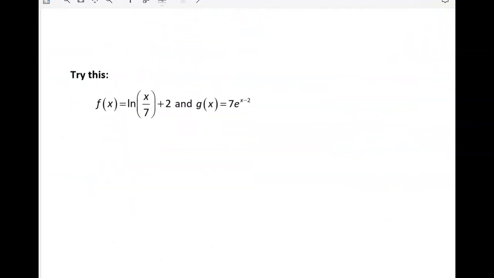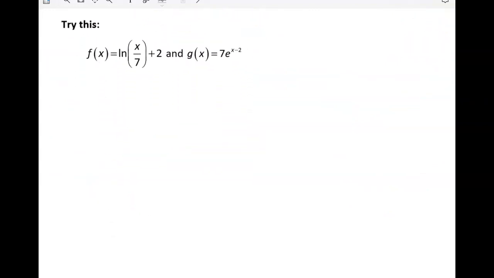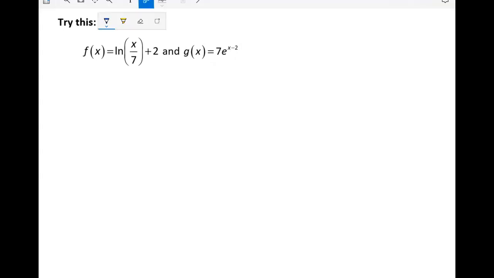All right, it's your turn now to try the two compositions of these two functions. Let's try, and we'll check first, f of g of x. All right, pause the video to do this.